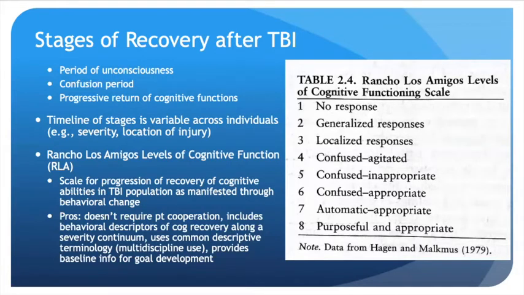And the timeline of recovery from one stage to another is variable across individuals because each individual is different with respect to the location of injury, the severity, etc. And the Rancho scale is a scale of progression of recovery of cognitive abilities in the traumatic brain injury population as manifested through behavioral change. The pros of this scale include that it doesn't require patient cooperation. You're only relying on observation. It includes behavioral descriptors of cognitive recovery along the severity continuum. It uses common descriptive terminology, and it provides a baseline for charting progress and for goal development.